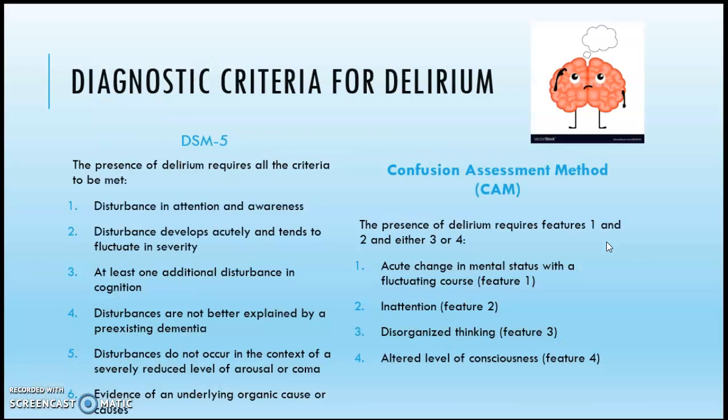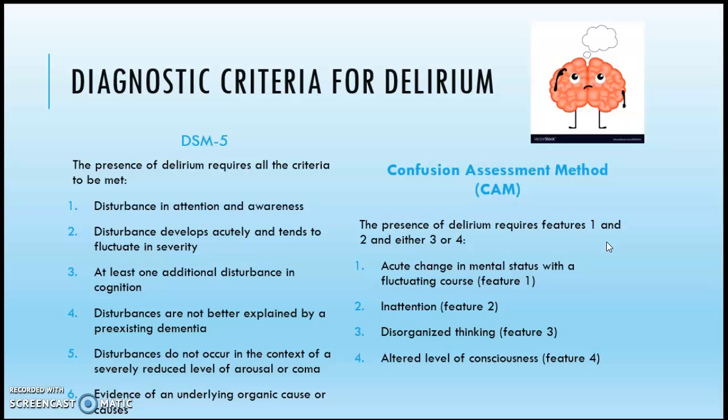Diagnostic criteria for delirium. The presence of delirium requires all the criteria to be met. Disturbance in attention and awareness. Disturbance develops acutely and tends to fluctuate in severity. At least one additional disturbance in cognition. Disturbances are not explained by a pre-existing dementia. Disturbances do not occur in the context of a severely reduced level of arousal or a coma. Evidence of an underlying organic cause or causes.